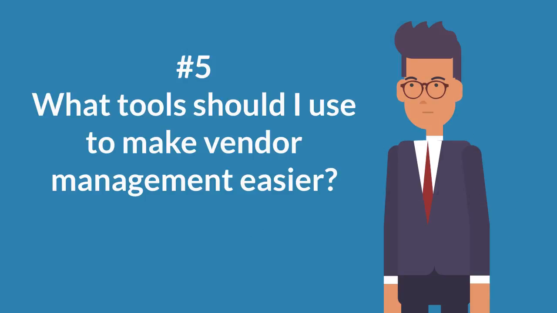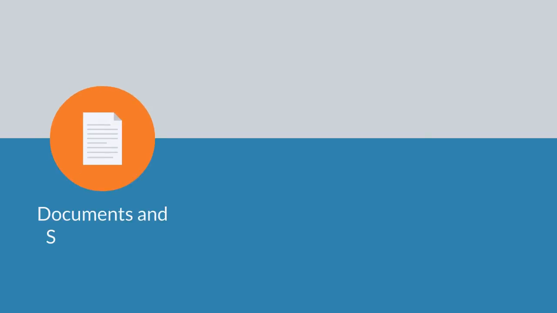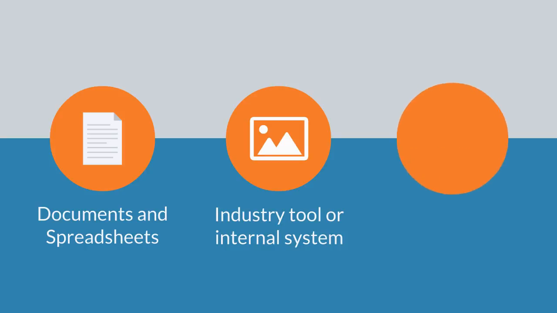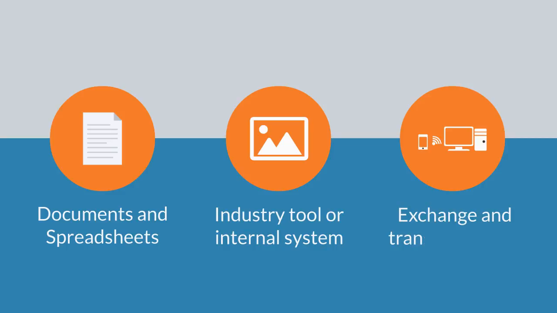Number 5, what tools should I use to make this easier? Spreadsheets and documents can be useful, but tracking vendor risk information might require a more sophisticated approach. Selecting the right tool will provide you with better data management and can also help to automate the process with vendors. Another important factor to consider is how to exchange documentation securely with a vendor.